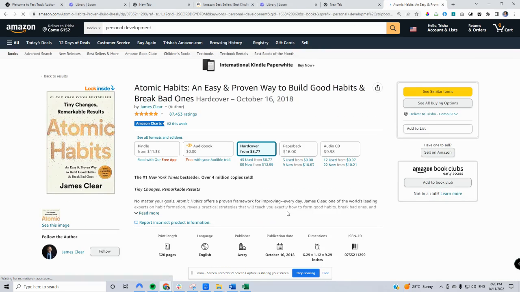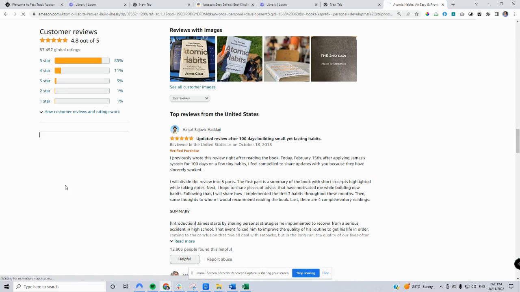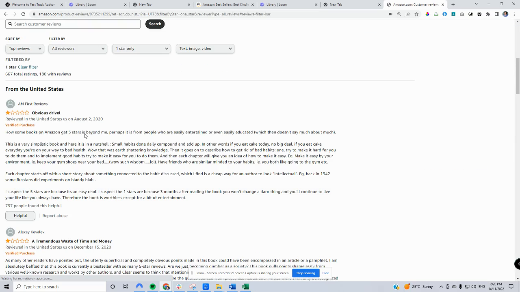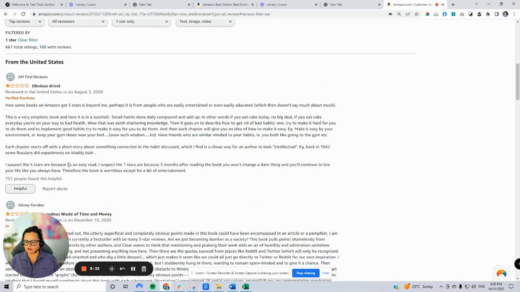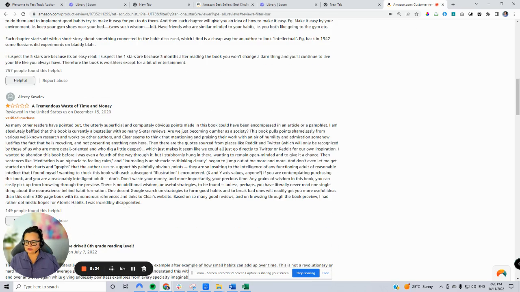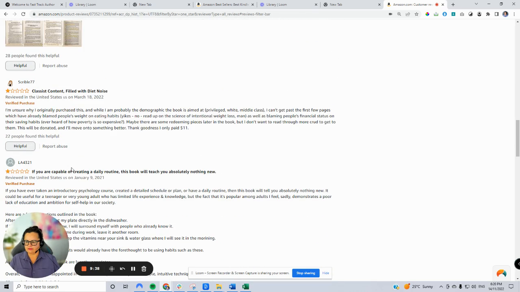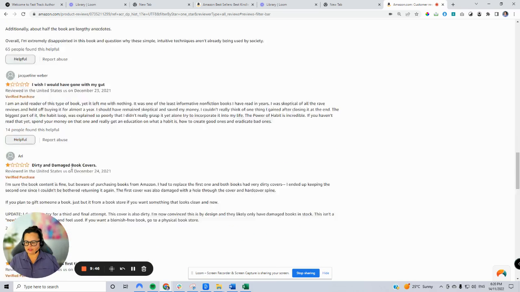So let's say we go to Atomic Habits and we want to write a competitor book for this one. We're going to look at the worst reviews and see what people are saying. A lot of drivel, a waste of time and money, simplistic, repetitive, 6th grade reading, classic content filled with noise. If you're capable of creating a daily routine, this book will teach you nothing. I wish I would have gone with my gut.